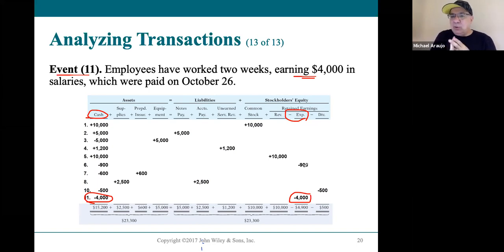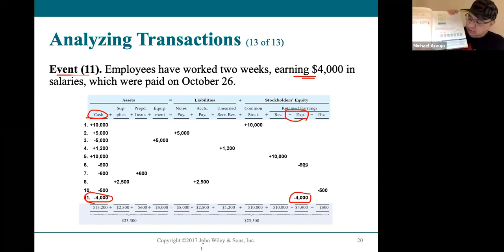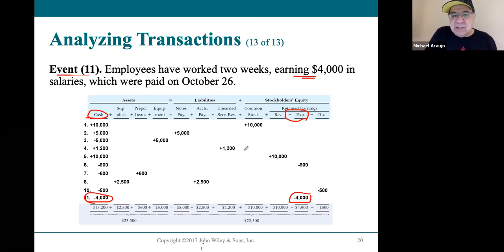Liabilities and stockholders' equity, including revenues, all increase on the credit side. More liabilities, we credit that account. More revenue, more common stock, we credit those accounts. This is why I was mentioning that you want to keep this handy when you're looking at this stuff, to help you understand how an account is affected, because this is basically what we're going to be doing.